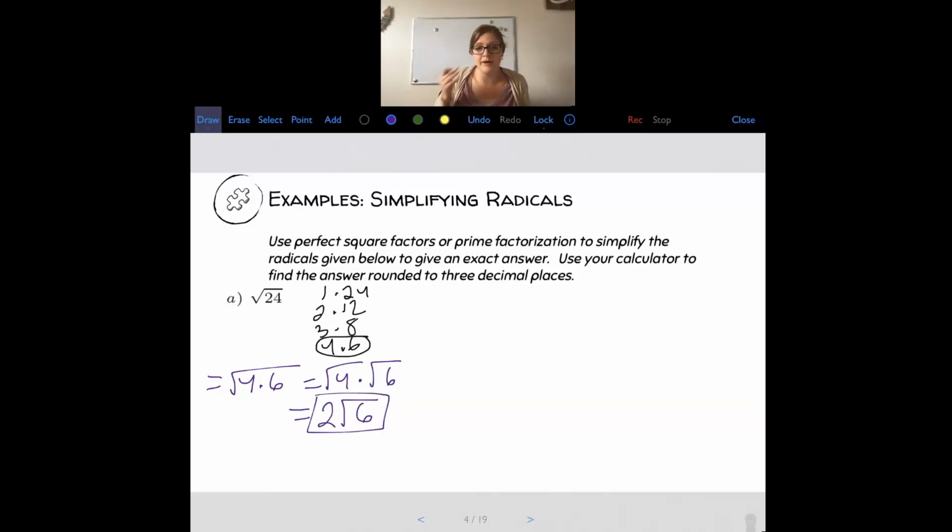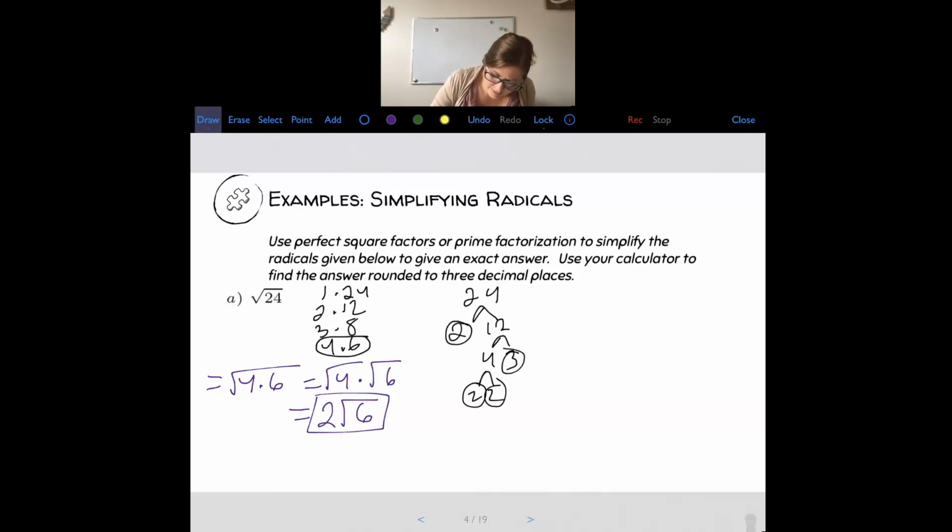Now I'm going to show the other way to do it, by using prime factorization. If you're using prime factorization, we are going to break down 24 into its prime factors. Prime factors have no other numbers that divide into them besides 1 and itself. So 24 is 2 and 12. 12 can break down into 4 and 3, and 4 breaks down into 2 and 2. So my factors are 2, 2, 2, and 3.